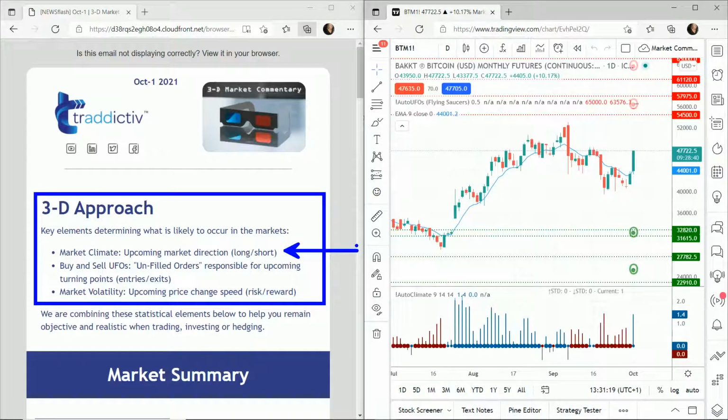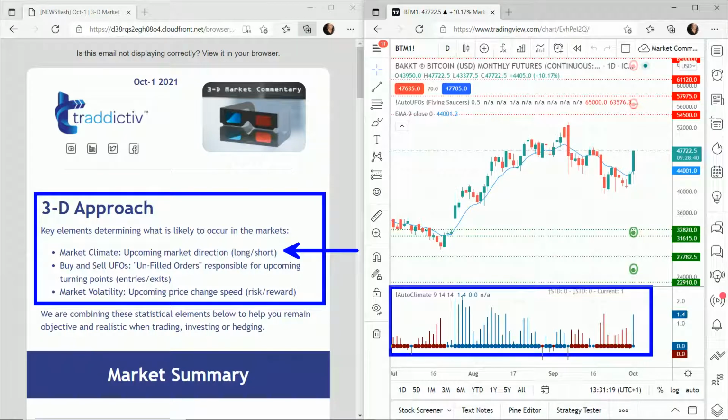First thing we look at is market climate, upcoming market direction. Meaning, do we have probability upwards? Do we have probability downwards? And therefore, do we buy or do we sell? In order to help us with this, we use a free app called AutoClimate. It's a free app on most platforms. That helps us figure out where we have probabilities, up or down, and therefore do we buy or sell.